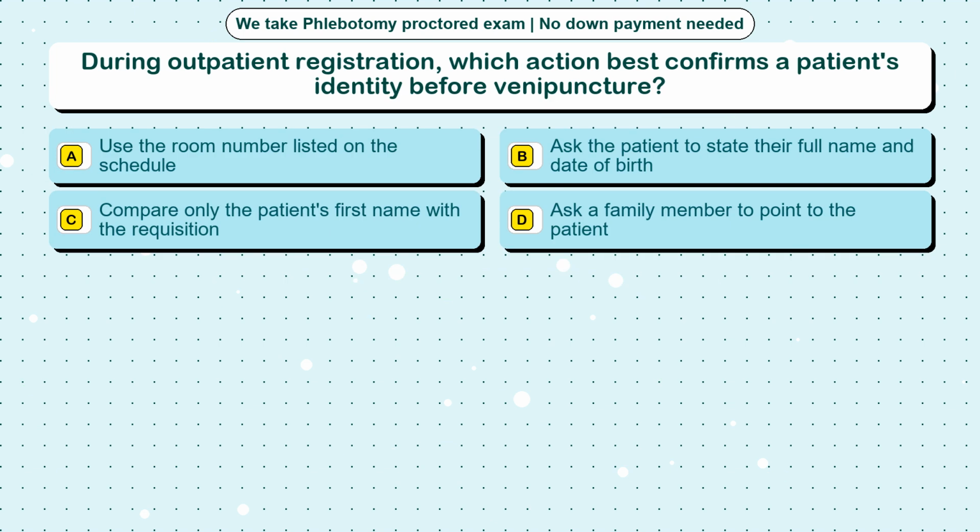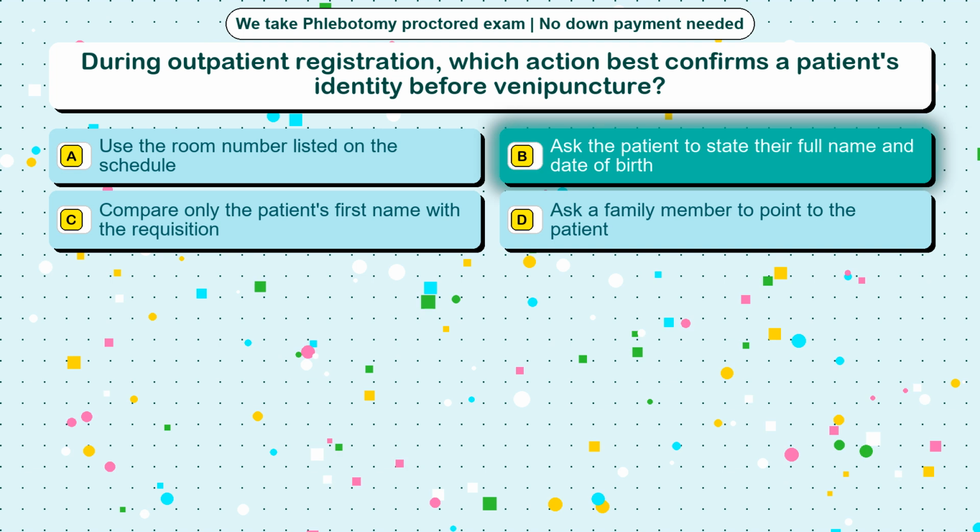Question 70. During outpatient registration, which action best confirms a patient's identity before venipuncture? Option A, use the room number listed on the schedule. Option B, ask the patient to state their full name and date of birth. Option C, compare only the patient's first name with the requisition. Option D, ask a family member to point to the patient.